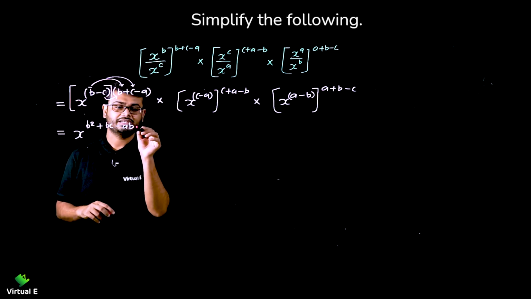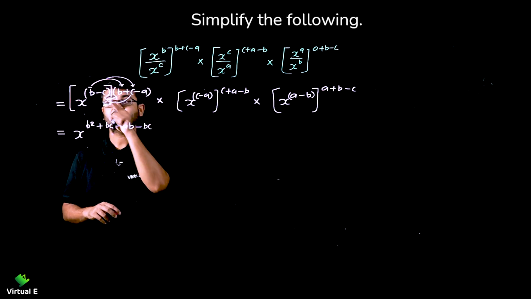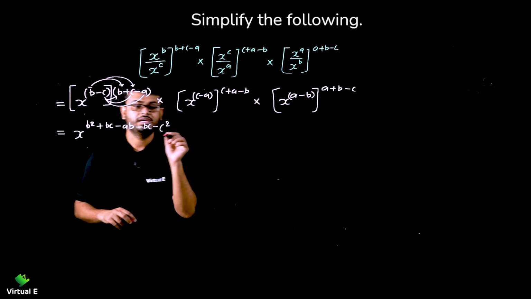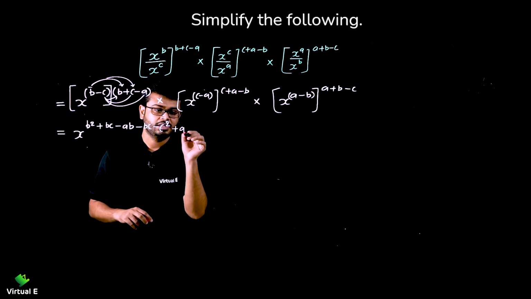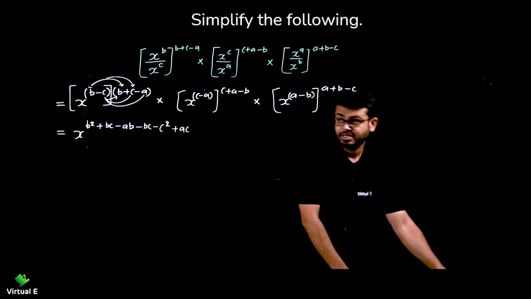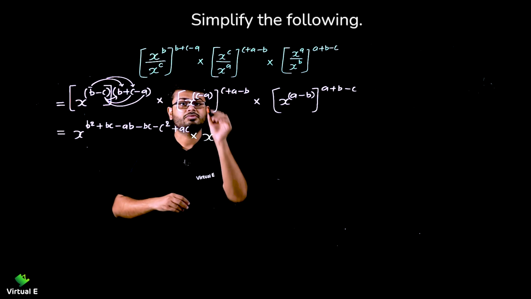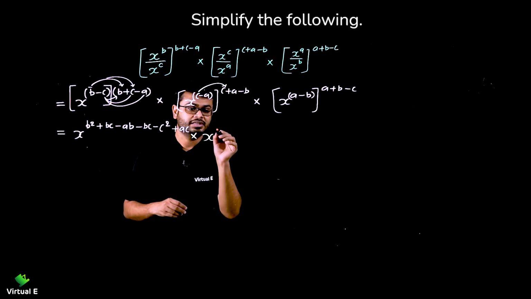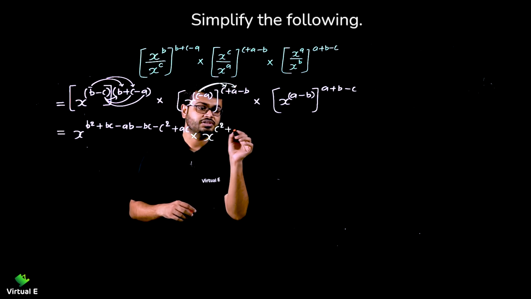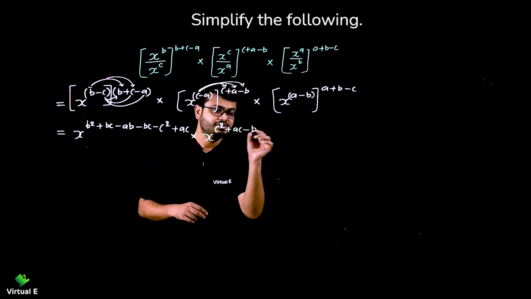C into b, that is minus bc. Now c into c, remember this is minus c, so minus c square. Now c into a, that is minus minus plus ac. That is only for the first term. Now let's do for the next, that is, let's write here product, and x raised to c into c, that is c square, then c into a, that is plus ac, then c into b, that is minus bc.